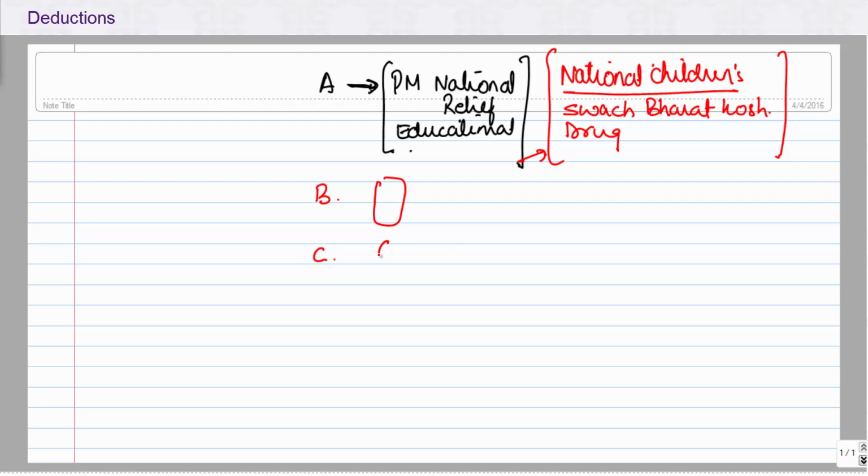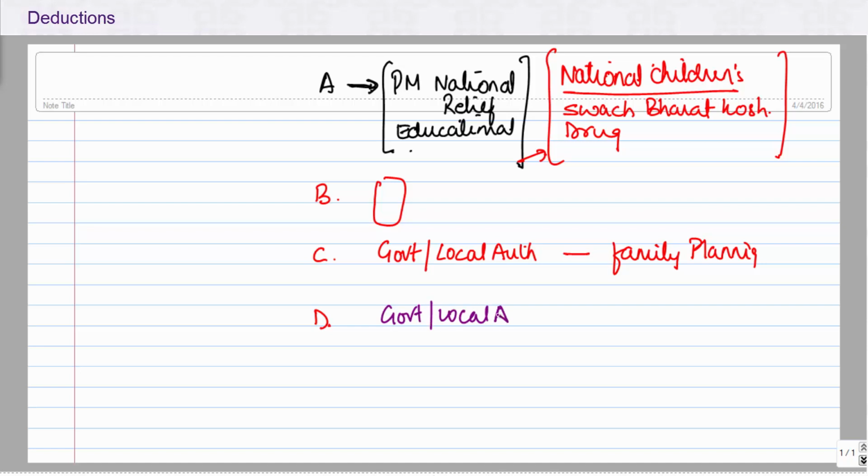In C list, you have donations to the government or a local authority, and they're going to be using this for promotion of family planning. And in the D list, you have donations to the government or local authority for a purpose other than family planning. Then there is a minority board. If you donate money to the minority board, it is covered here.